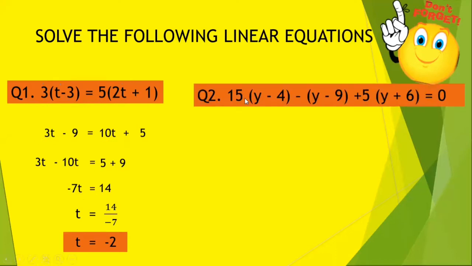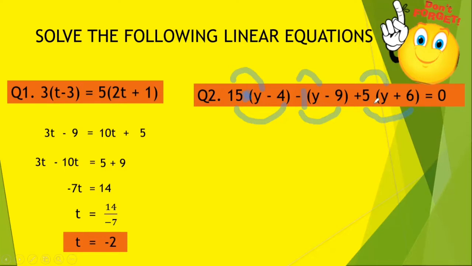So here we have another question. Again we follow the same procedure. We are multiplying by the number outside the bracket. Here no sign means actually multiplication is there. So we will be doing 15 into y, 15 into minus 4. Here nothing is written, which means 1 is there, so minus 1 into y, and minus 1 into minus 9. Then 5 into y, so 5 into 1y actually, and 5 into 6.